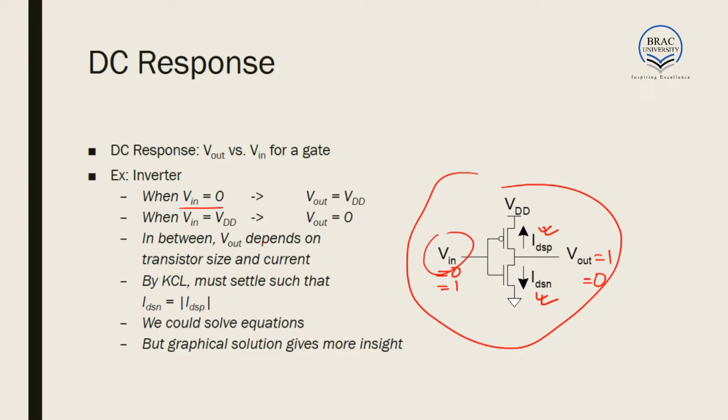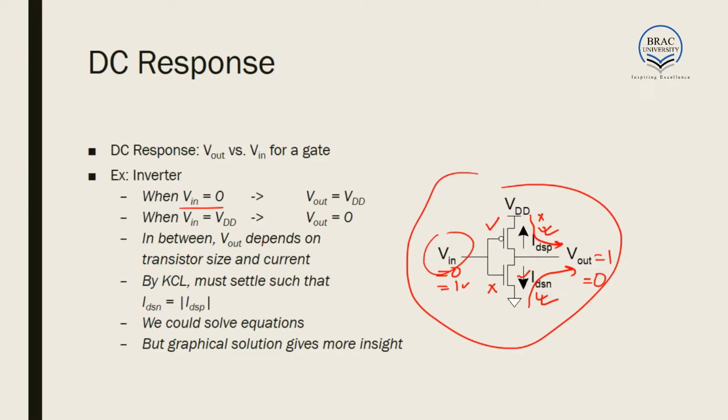In our previous discussion, we also learned that if V in is equal to 0, it switches the PMOS on and the NMOS off. As a result, VDD is mapped to the output. And when V in is equal to 1, it switches the NMOS on and the PMOS off. As a result, the ground is mapped to the output.